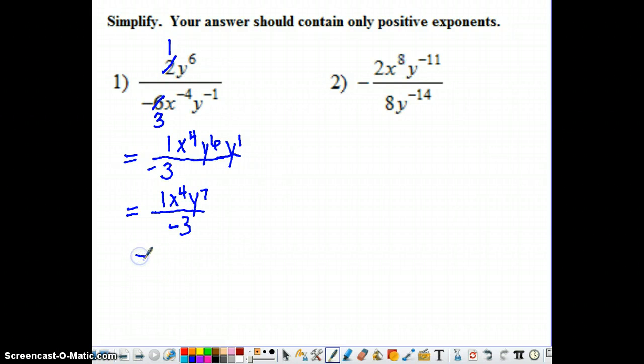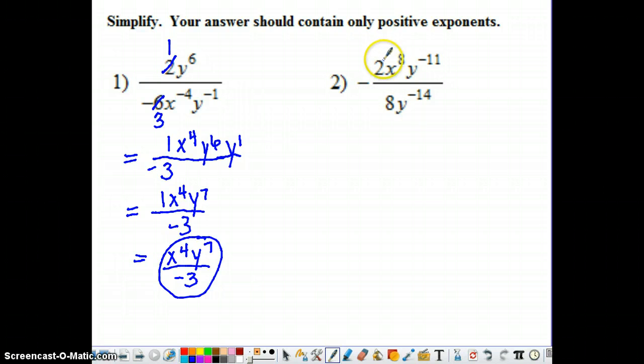Okay, and if I wanted to, I could write this as x to the 4th y to the 7th over negative 3. I don't need to write the 1 that's in front here. I can, but I don't have to. Alright, let's go and take a look at another one.